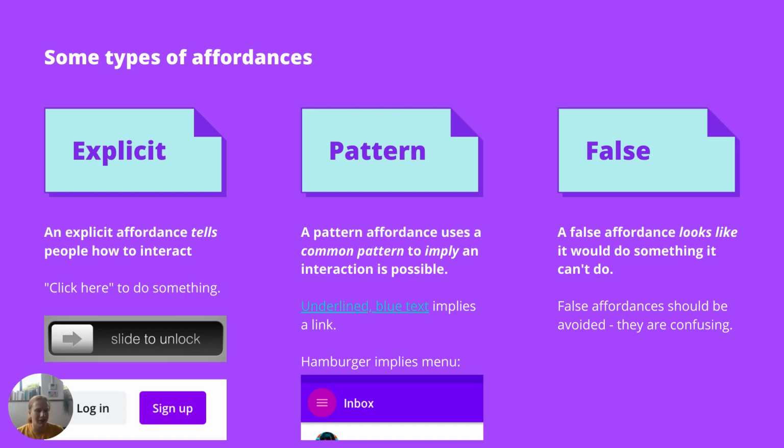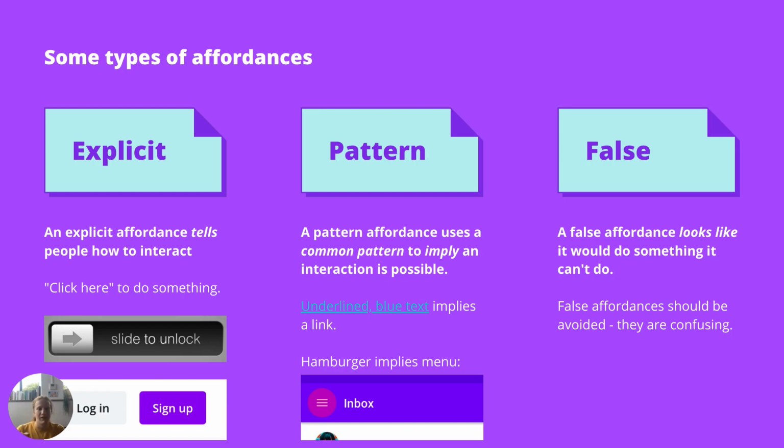Obviously, a problem with explicit affordances is they take up a lot of space. And as we learned from visual hierarchy, if our action isn't very important, it shouldn't take up a lot of space because that would waste our users' time. They would think it's more important than it really is. So we can often use things like pattern affordances for these kind of secondary actions.